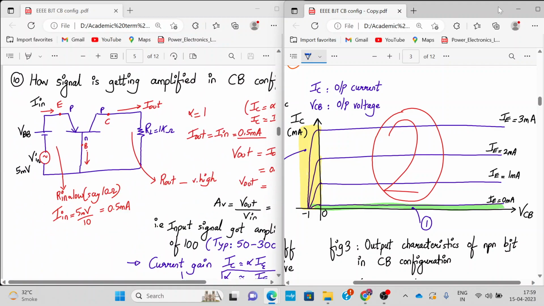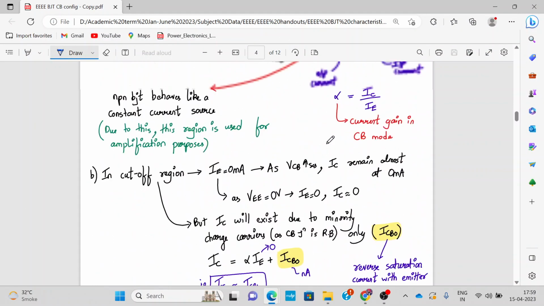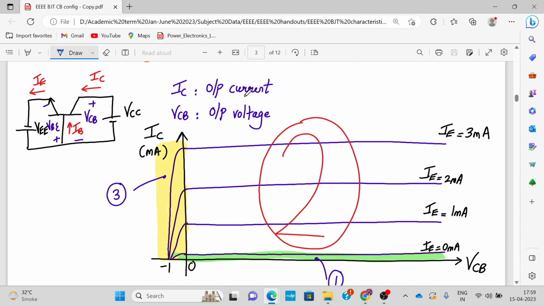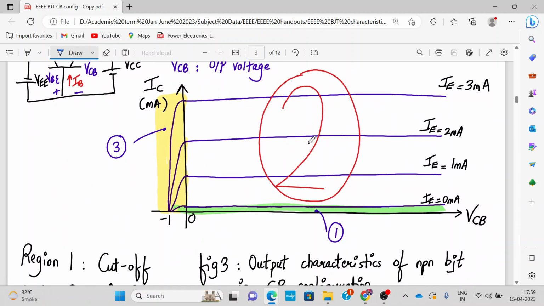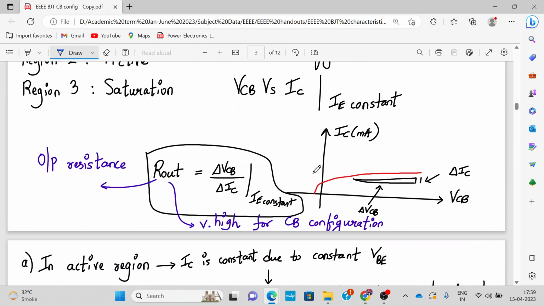Okay, so now I will explain the last one. We have covered how the output characteristics are divided into three regions of operation, that is saturation, active and cutoff, and we have seen why it is so. And now we will determine the output resistance. So output resistance is the slope of this curve, so it's almost a straight line.